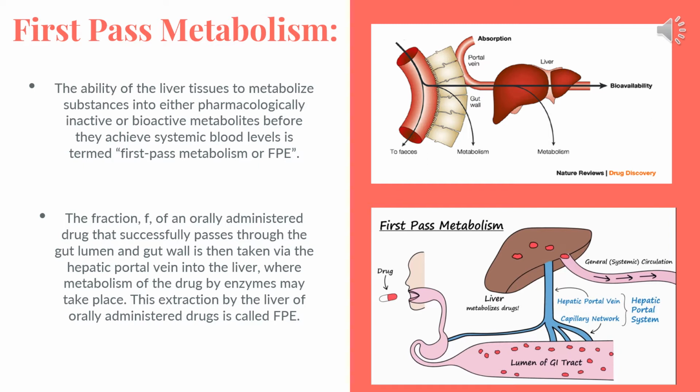So as a conclusion, take a solid dosage form or an orally administered drug. This tablet would get dissolved in solution, then the drug particles will be absorbed from the GI tract, gastrointestinal tract. The drug particles will then reach the liver, undergo FPE or first pass metabolism, and then reach the systemic circulation before distribution to the site of action and then elimination.